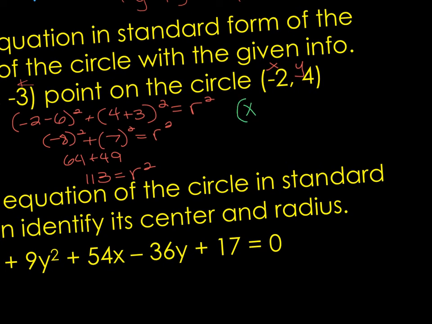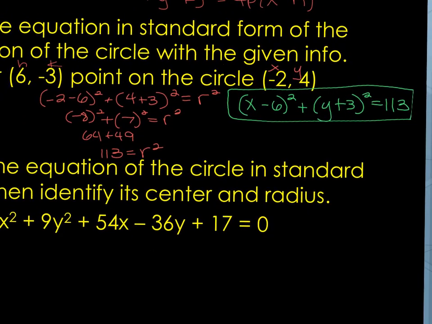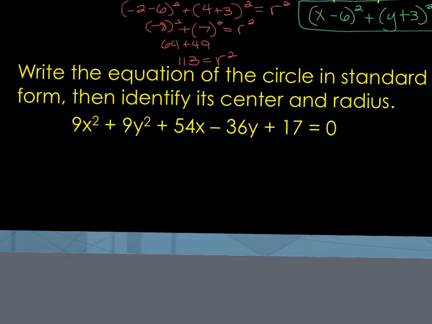I would do (x - 6)^2 plus (y - (-3))^2, which becomes (y + 3)^2, equals 113. Raise your hand if you got it right. Okay, good. Number 2, write the equation of the circle in standard form, then identify its center and the radius.